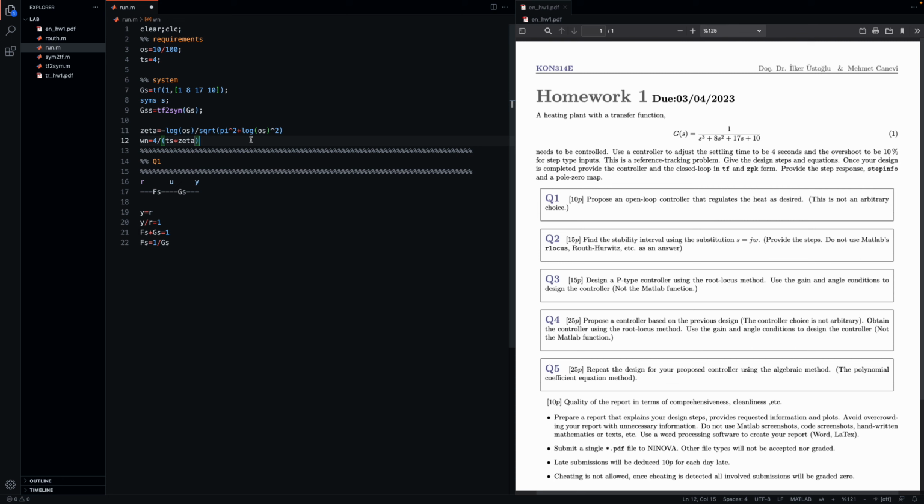We are given a settling time value. We should be hopefully converting this into omega n or zeta or both. In this case, we have Ts equals 4 divided by zeta omega n, and I transformed it into this one here. So let me comment this part out.